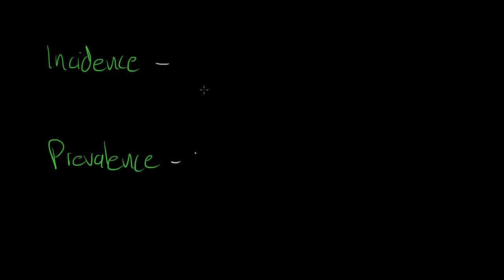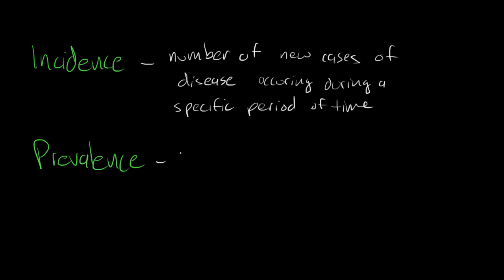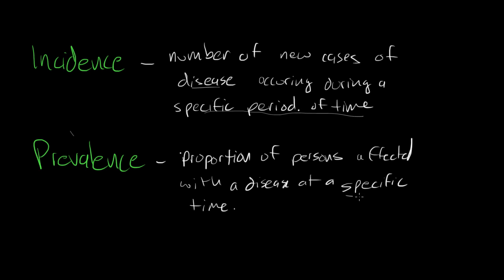Now I want to briefly review two different concepts: incidence and prevalence. Incidence is the risk of developing something over time. Incidence tells us how likely a disease is going to occur over a specific period of time. Prevalence, on the other hand, tells us the proportion of people with the disease at a specific time. Now let's look at our different studies to determine if they tell us incidence or prevalence.